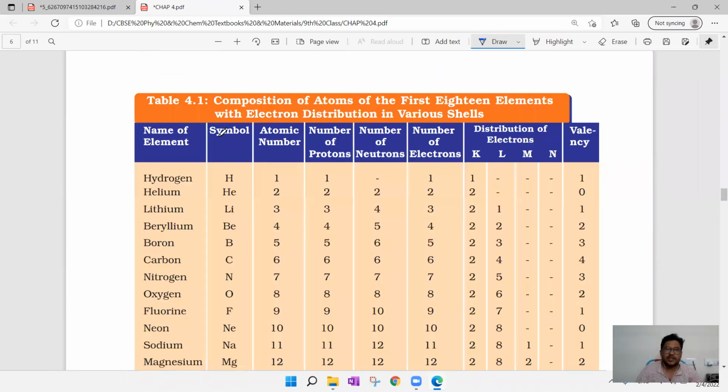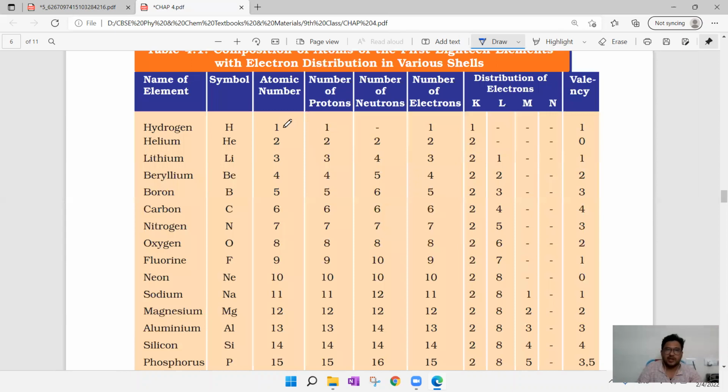And they have given, you see, hydrogen with symbol, atomic number 1. That atomic number is representing proton count. Helium atomic number 2, proton count 2. Beryllium atomic number 4, proton count 4. But you see the number of neutrons.